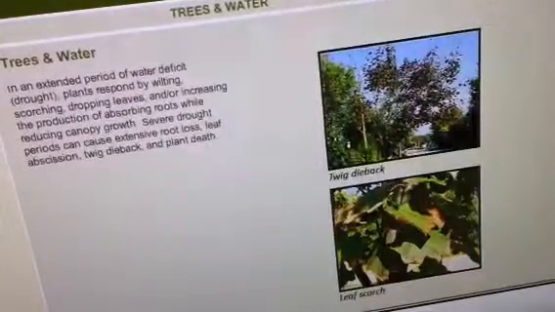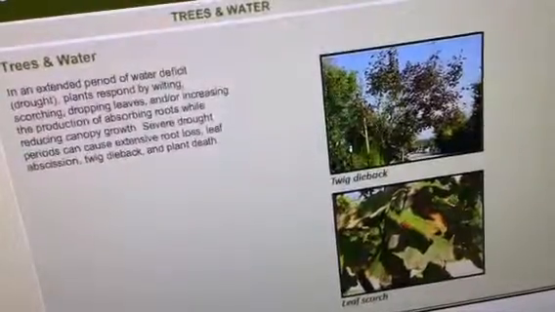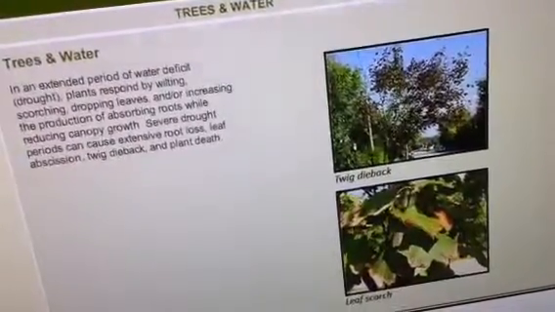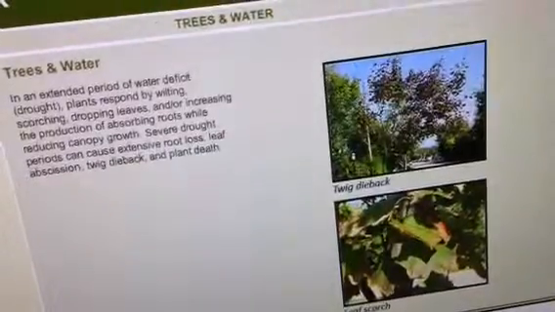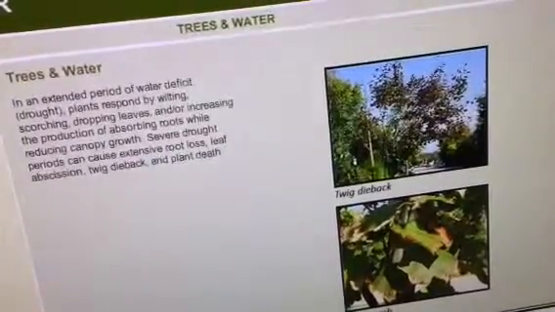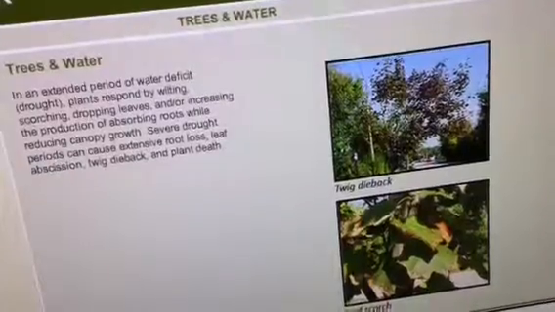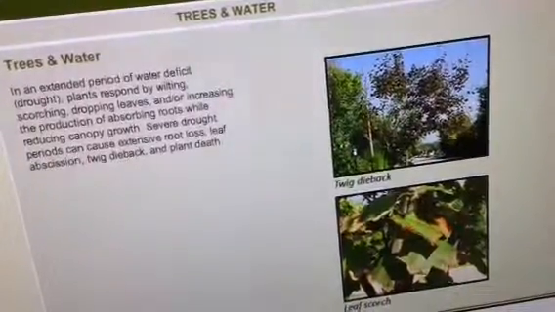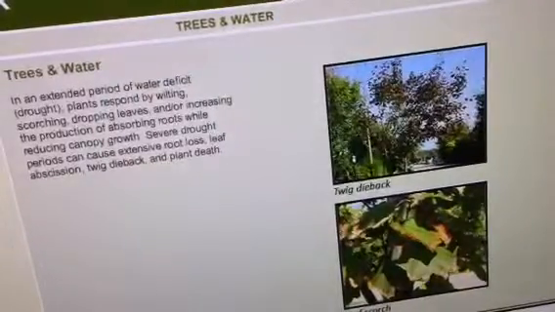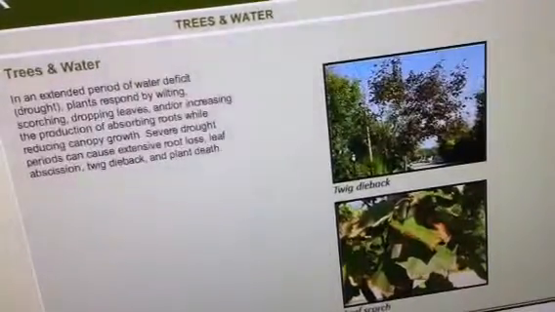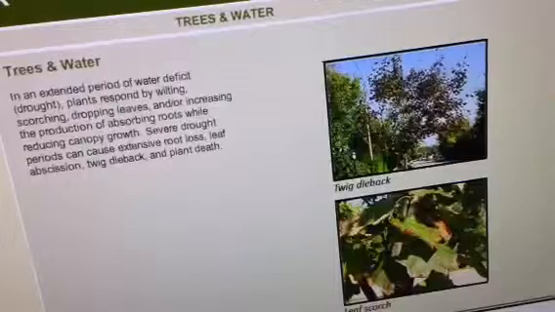In an extended period of water deficit, drought, plants respond by wilting, scorching, dropping leaves, and/or increasing the production of absorbing roots while reducing canopy growth. Severe drought periods can cause extensive root loss, leaf abscission, twig dieback, and plant death.